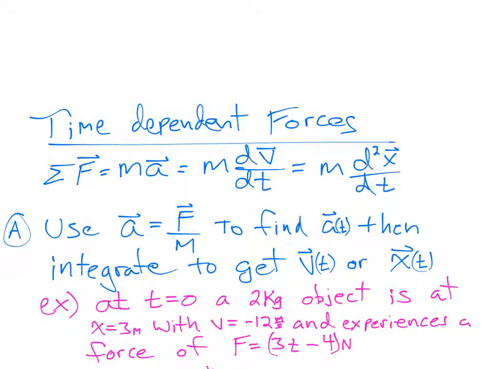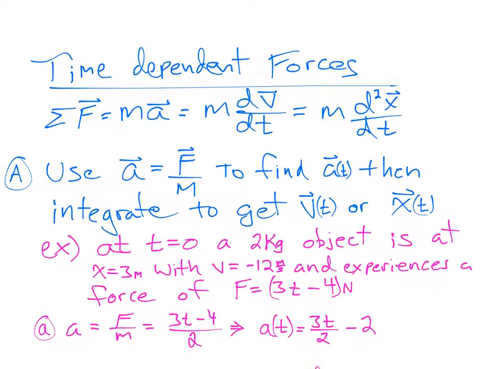So for our first example, we've got an object that is 2 kilograms, and at t equals 0, its position is 3 meters, and it has a velocity of -12, and it's experiencing a force of 3t minus 4. This is not a constant force, it's changing over time.